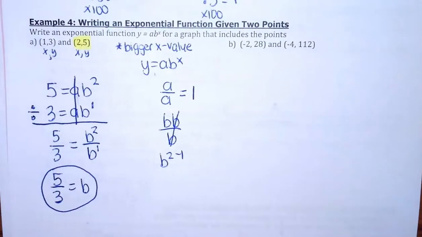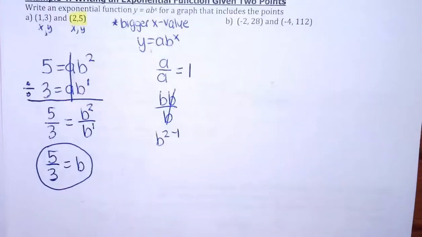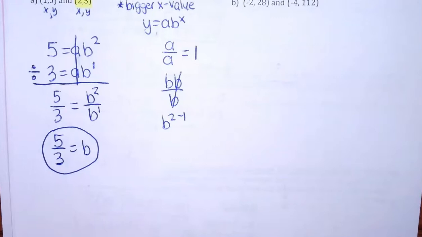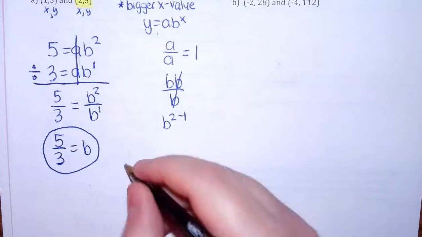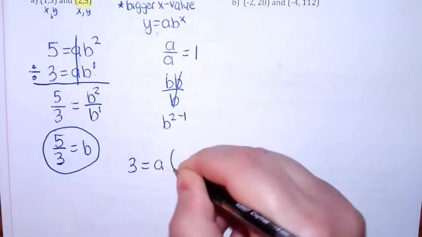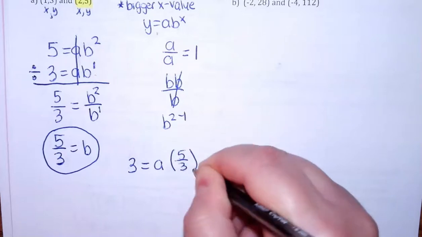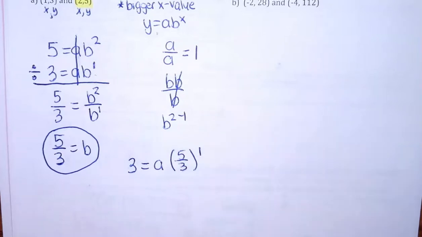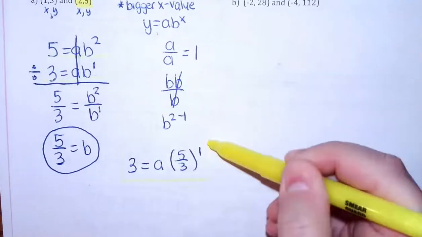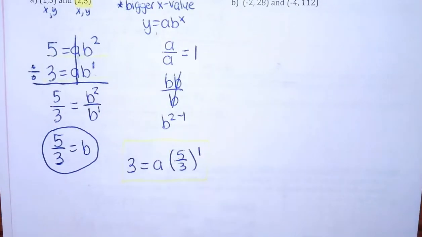Then what we need to do is find the a value. So I need to go ahead and substitute that back in, and you can pick either equation. I'm going to pick the one with the lower exponent. So I'm going to write 3 equals a. Now I know b is 5/3 to the first. So when I do this, I am using this equation right here. I'm just subbing in what we figured out that b was.